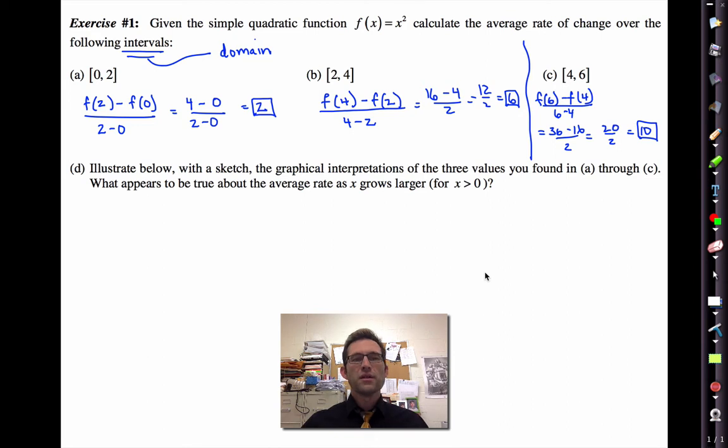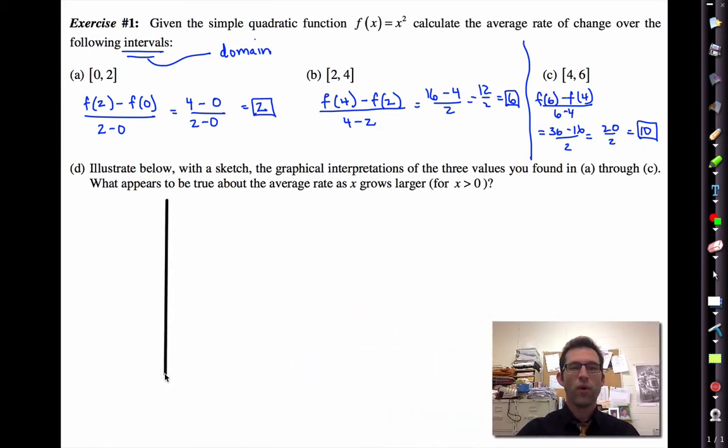Now letter D says, illustrate below with a sketch the graphical interpretations of the three values you found in A through C. What appears to be true about the average rate of change as x grows larger, at least for x greater than 0? All right, so let's illustrate this.